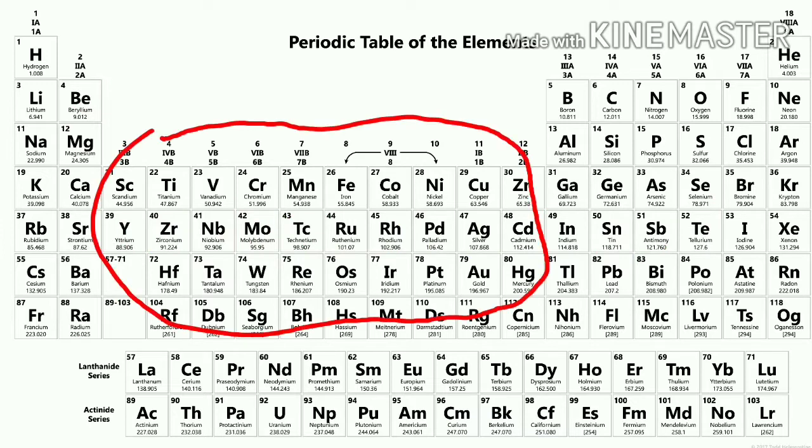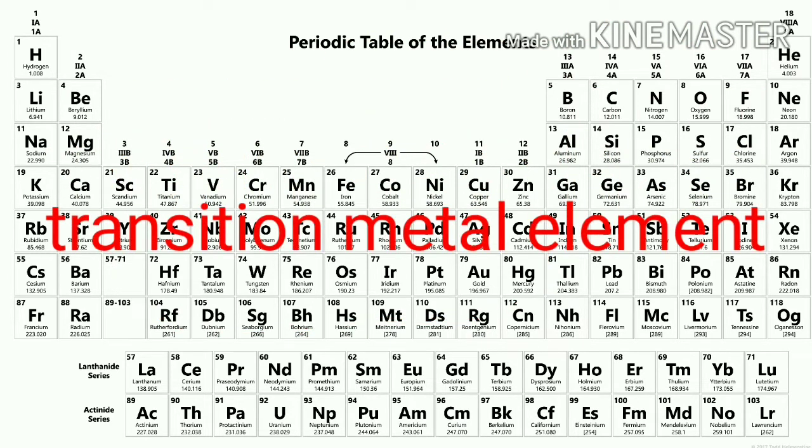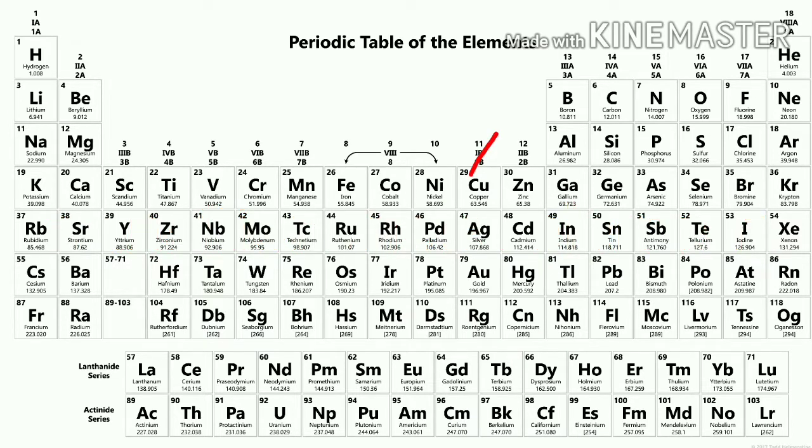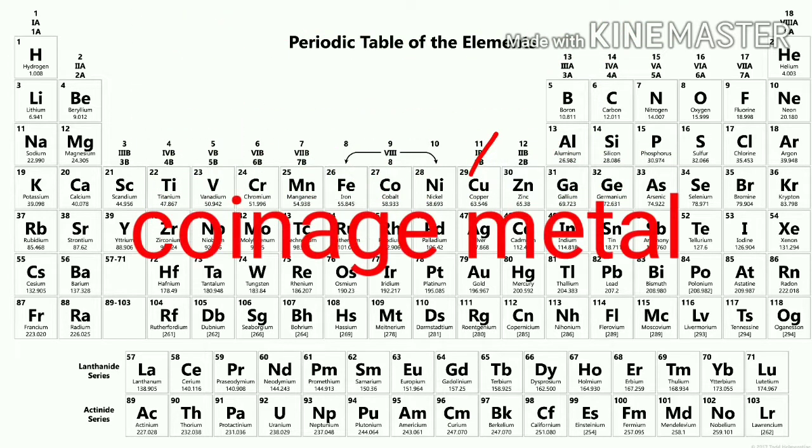The group IIIB, that is the third group, IVB fourth group, VB, that is fifth group, VIB, that is sixth group, VIIB, that is seventh group, VIIIB, that is 8, 9, 10 combinedly called VIIIB, and another group, that is IB, called 11th group, and IIB, called 12th group, contain 38 transition metal elements. The group 11, that is IB group elements, are called coinage metals.